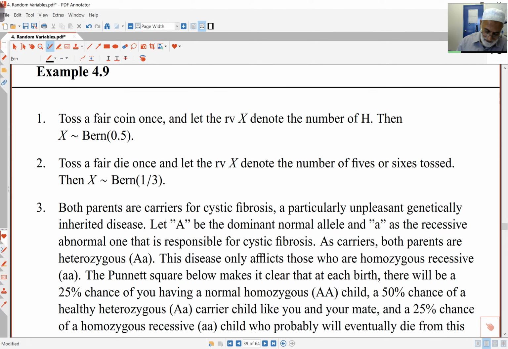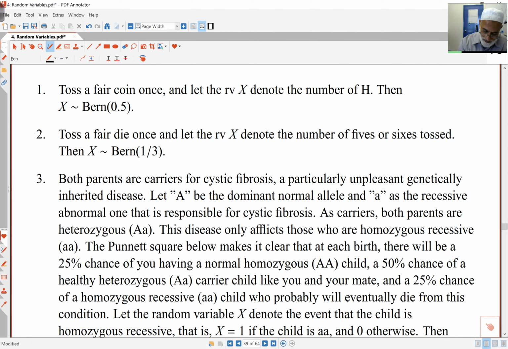Examples over here: if I toss a coin once and let the random variable x denote the number of heads, then x is Bernoulli 0.5. Toss a fair die once and let x be the number of 5s or 6s tossed. Then the probability of getting a 5 or 6 is a third, so x is Bernoulli 1/3. Be careful, I've changed the variable here. Now the die will show me numbers 1 to 6, but I'm looking at the event that I get 5 or 6. That's a single event now.